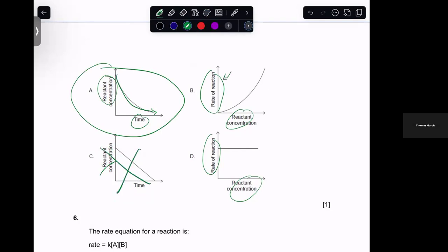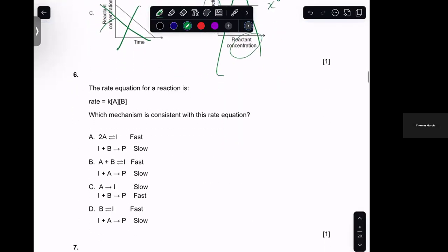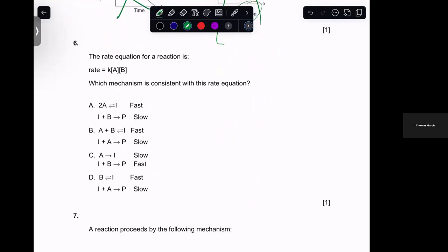Our rate cannot increase either, not on this exponential scale, because that would represent a second order, and D would represent a zeroth order. So it can't be B or D. By process of elimination, it must be A. All right, moving on to number 6.